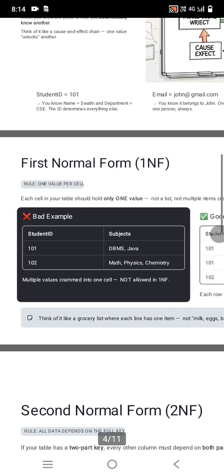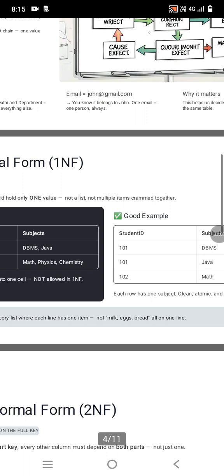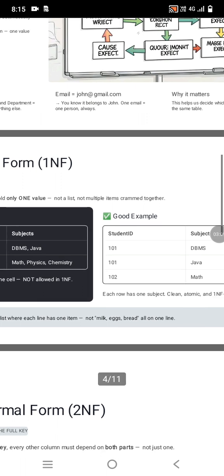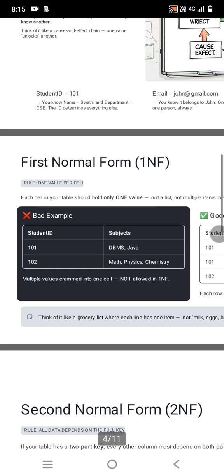And see the second one, the bad example. Student ID 101 is stored with two subjects, DBMS and Java. Then again ID 102 is mentioned with three subjects: Maths, Physics and Chemistry. So multiple values crammed into one cell is not allowed in first normal form. First normal form allows one value per cell. That is the main concept of first normal form.